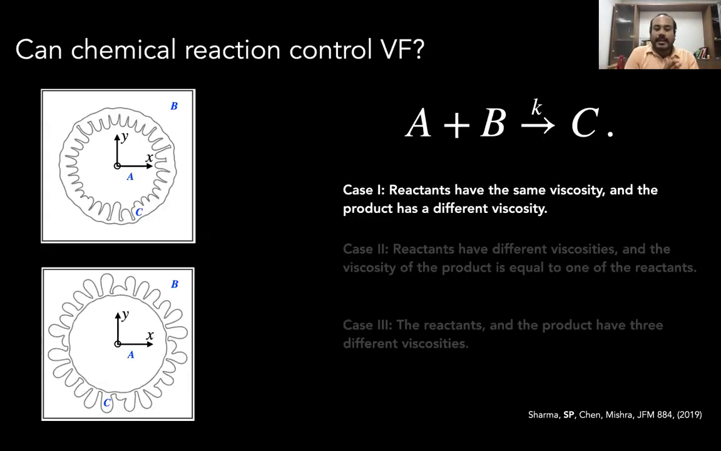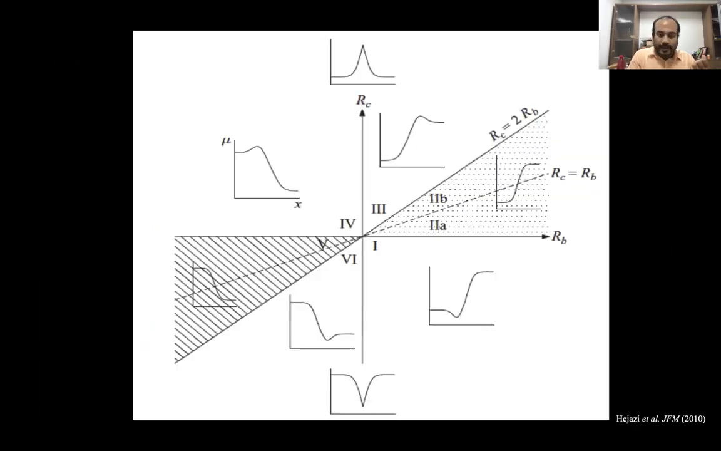Then we go into the first case of answering the reactant effects. What does the reactant do, with the chemical reactions? As I told, the first case is that the reactants have the same viscosity and the product has a different viscosity, which can lead to two different configurations.